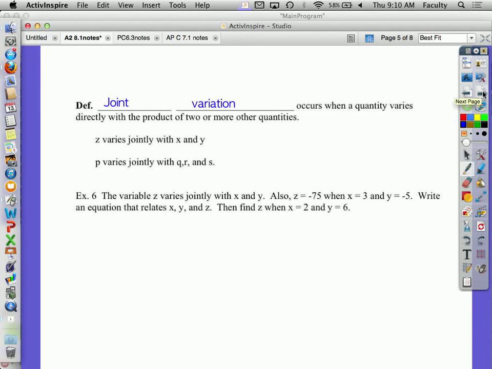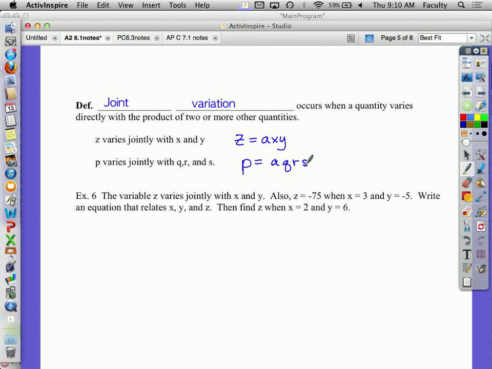We now have something called joint variation. Joint variation occurs when a quantity varies directly. Okay, now I'm using the word directly. Varies directly with the product of two or more other quantities. So if I write that Z varies jointly with X and Y, this means it's direct, but it's a product then. So it's Z equals AXY. In the second statement, P varies jointly with Q, R, and S. So that would be P equals A times Q times R times S. Okay, this is joint.